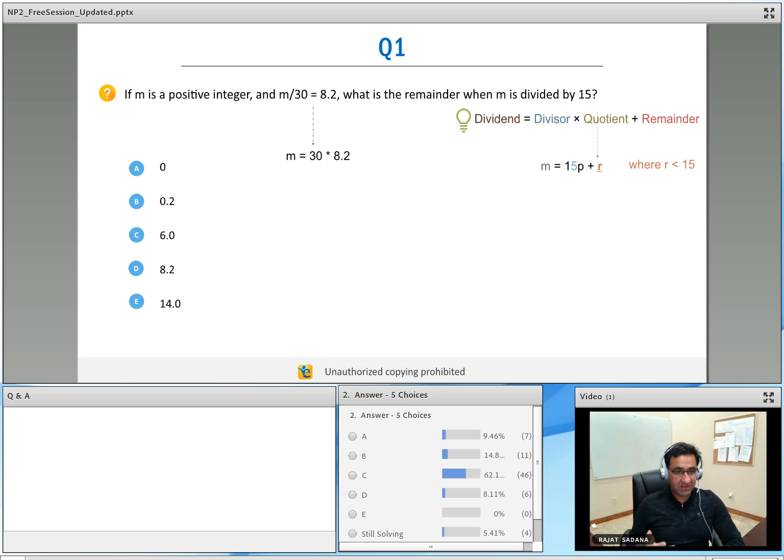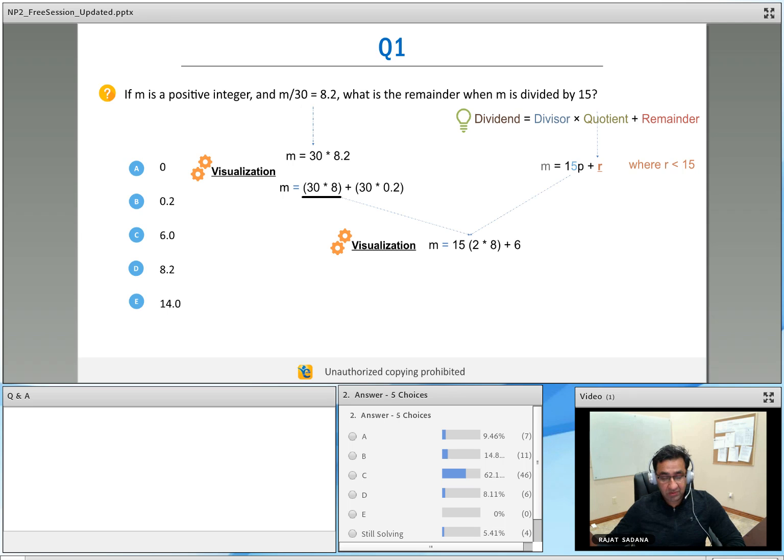We can express m as 30 multiplied by 8.2, which means 30 multiplied by 8 plus 30 multiplied by 0.2. All right. So what can we say about this term over here? This term is divisible by 15. Why? Because 30 is divisible by 15. To be more specific, we can really take 15 out, and then you get a remainder as 6. So the answer is choice C.